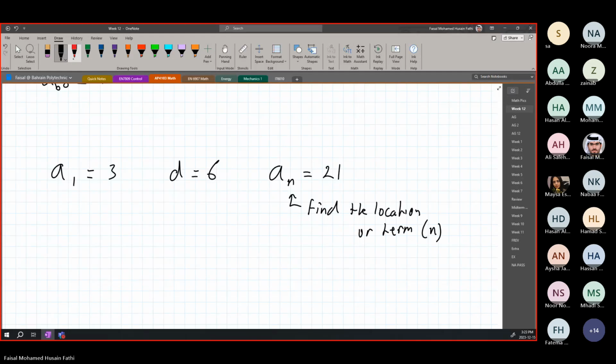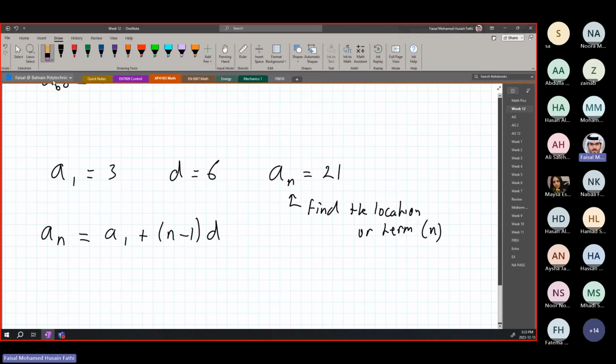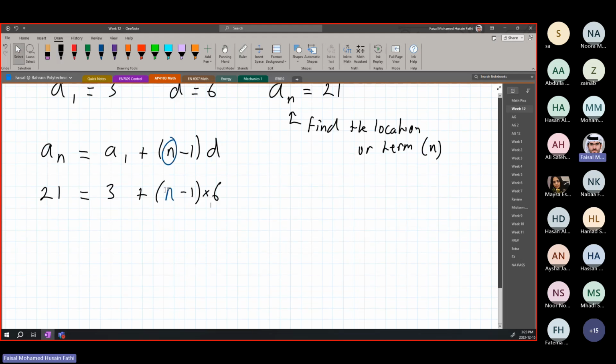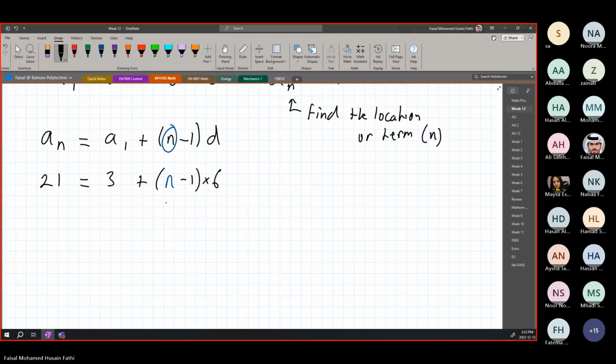Find the n. You will use the exact same equation again. So an is equal to a1 plus n minus 1 times d. an is equal to, in this case, 21. So 21 is equal to, what is a1? a1 is 3 plus, we don't know what the n is. We need to solve for this n eventually. Minus 1. We know what the common difference is, 6. And now you have an equation where you need to solve for n. You only have one equation, one unknown.